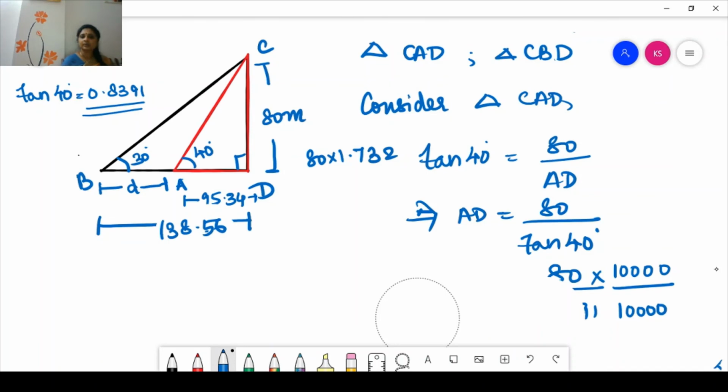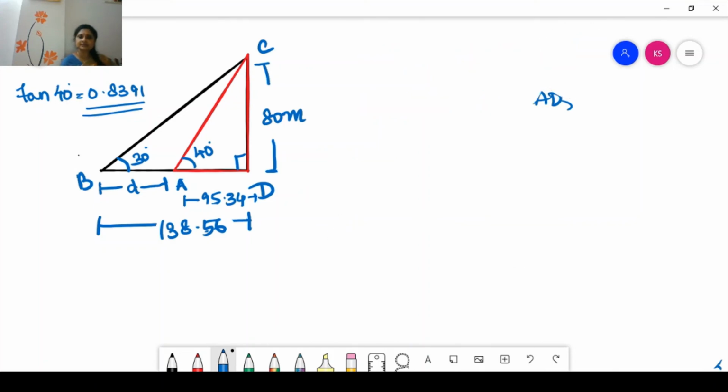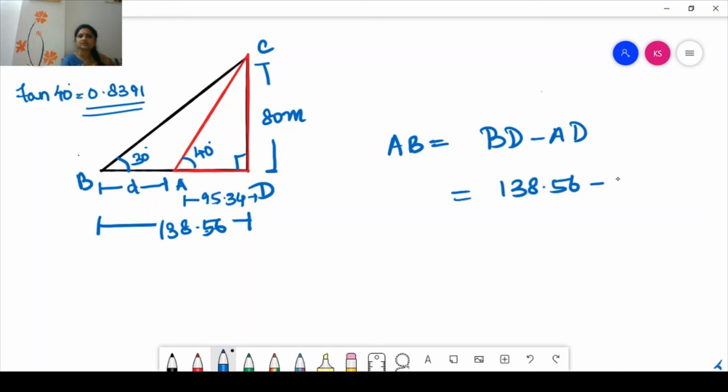So now we have found out the BD and AD. Now, what are we supposed to find out? We are supposed to find out AB. So with these measures, will we be able to find out AB? Let's just quickly look into it. So let's make some space for ourselves before we continue. So I'm supposed to find AB. My AB is nothing but from BD, if I remove AD, I get AB, right? So BD is 138.56. From that, I'm removing 95.34.